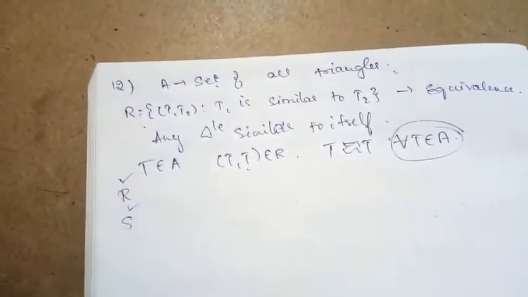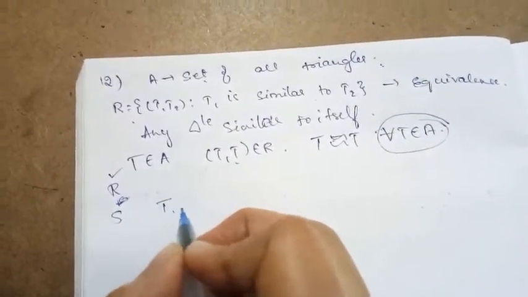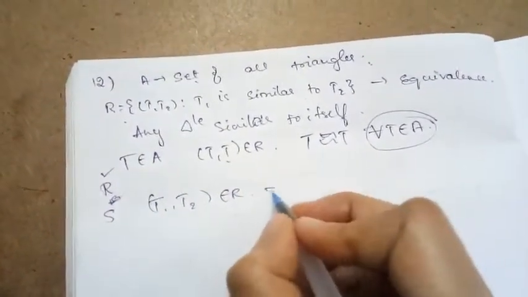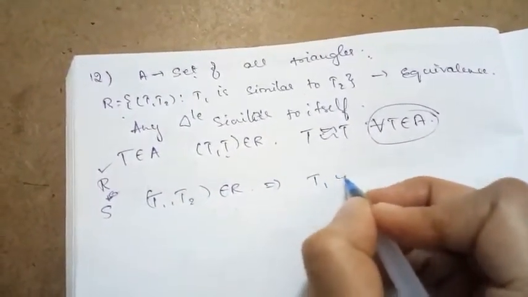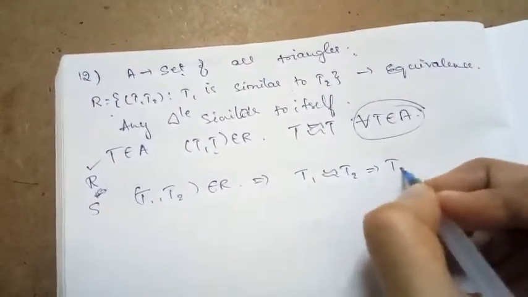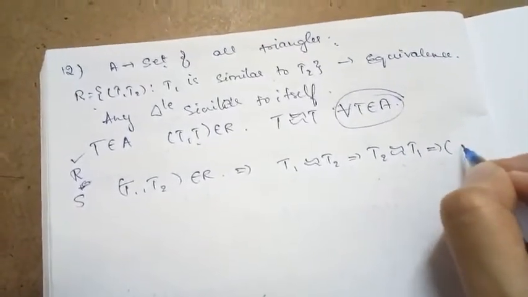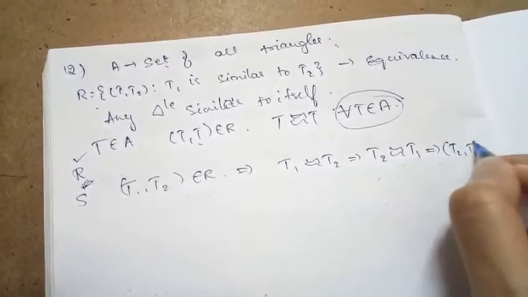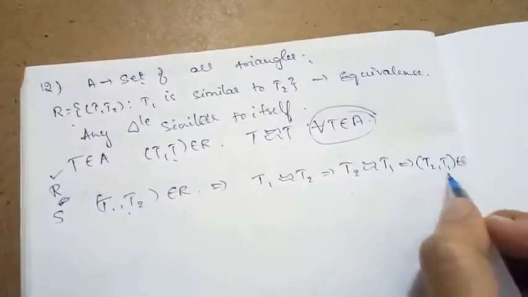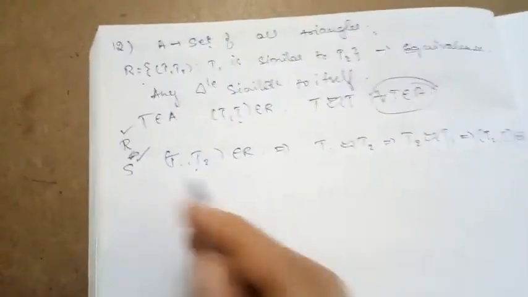Now to check for symmetry. To check for symmetric, if I take any two triangles, suppose (T1, T2) belongs to the relation, what does that imply? T1 is similar to T2. If T1 is similar to T2, then T2 is also similar to T1. So if T2 is similar to T1, what does that imply? (T2, T1) belongs to the relation. So if (T1, T2) belongs to the relation, (T2, T1) also belongs to the relation. So the given relation is symmetric.